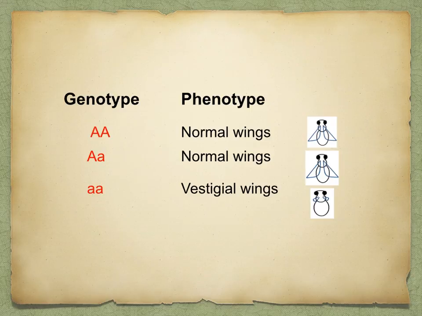So if you write the letter to represent the different characteristics, here you can see that the normal wings are represented by capital A, and vestigial wings are represented by small a. And you'll also notice that the normal wing characteristic is dominant to the vestigial wing characteristic.